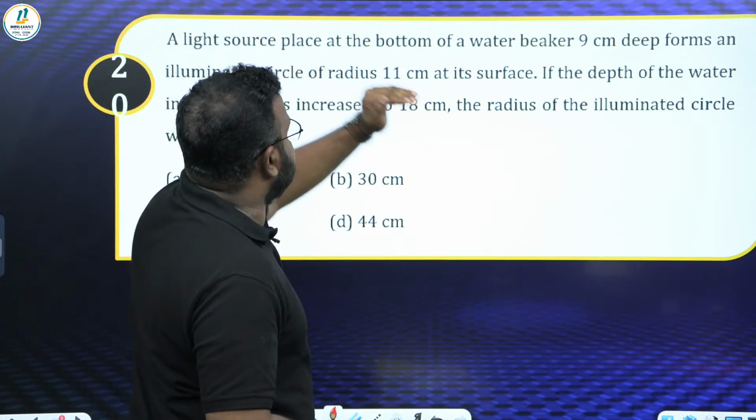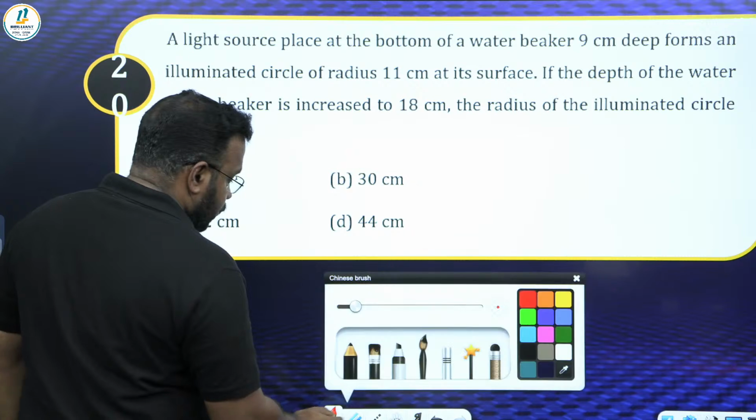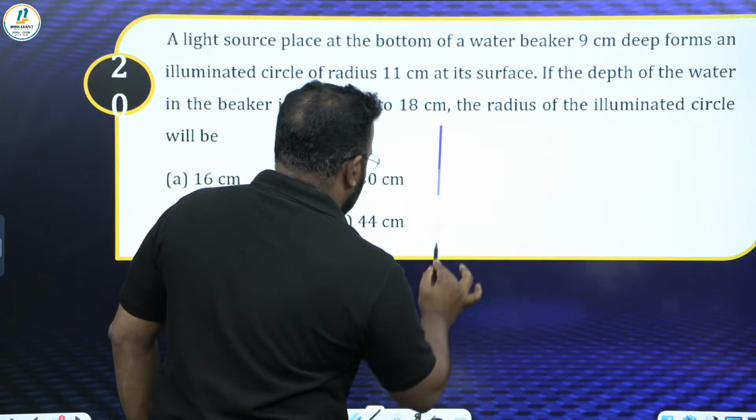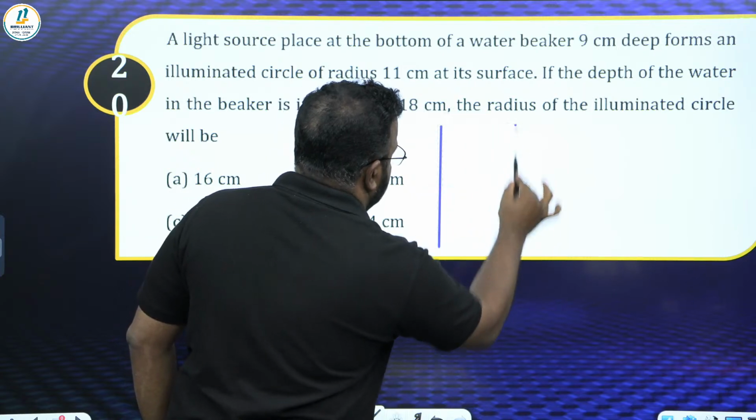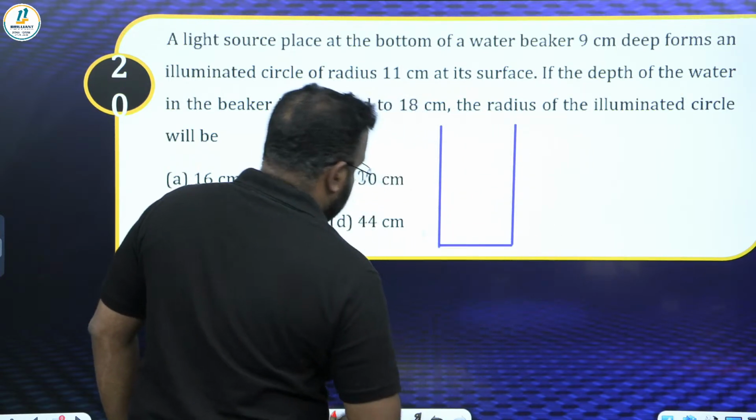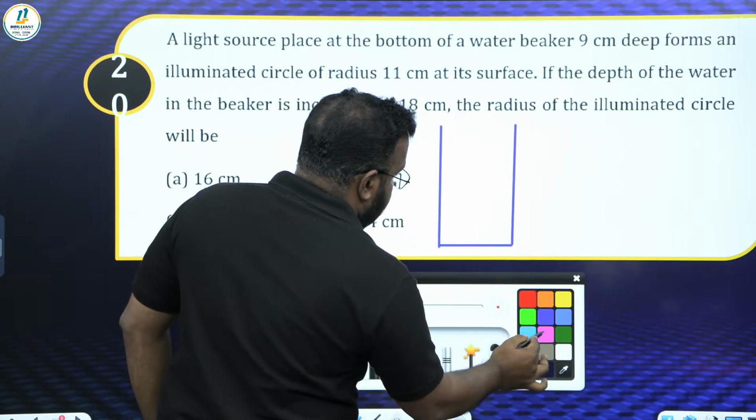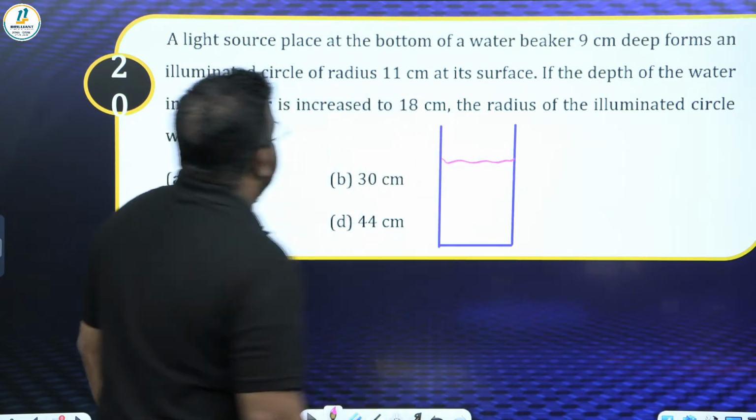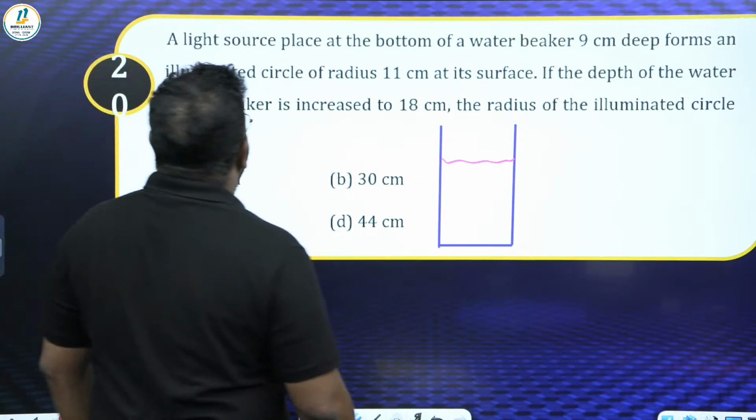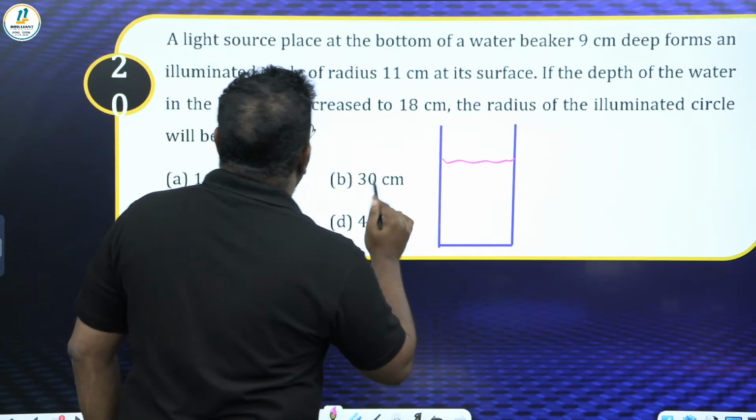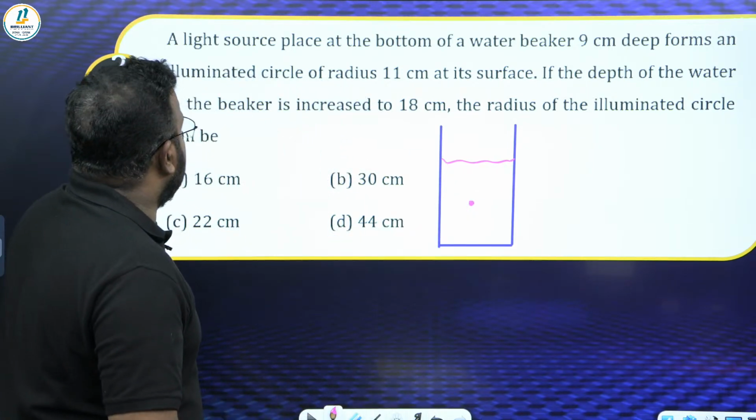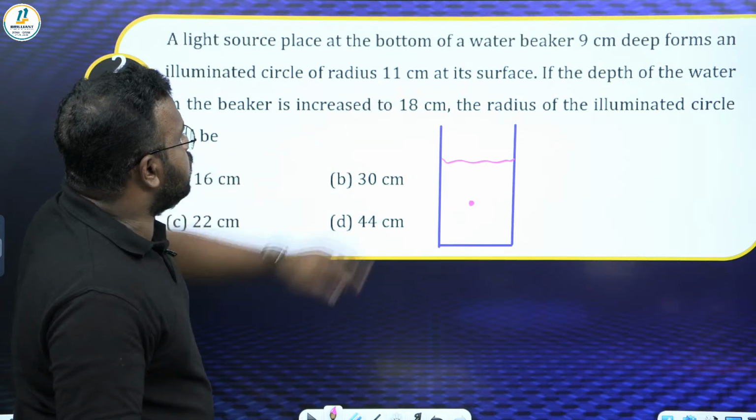A light source placed at the bottom of a water beaker 9 centimeter. So let us take a beaker, and in this beaker there is some water. Placed at the bottom of a water beaker 9 cm deep. So assume it is kept at 9 cm. 9 cm is here. This is a source.